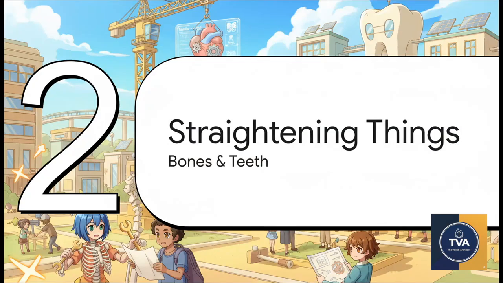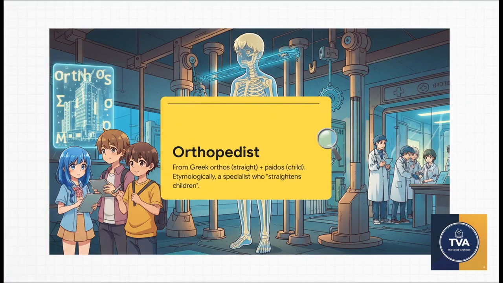First construction zone, straightening bones and teeth. We're going to start with our first root, orthos. Remember? Straight. Let's see what we can build with it. Okay, first up, orthopedist. Now this is a really cool one. We've got our root, orthos, which means straight, and it's combined with paidos, which is Greek for child. So get this, the original meaning of orthopedist was literally one who straightens children. That's because way back when, a big part of their job was fixing spinal issues in kids. Pretty wild, right? Nowadays, of course, they handle bone and joint problems for people of all ages.